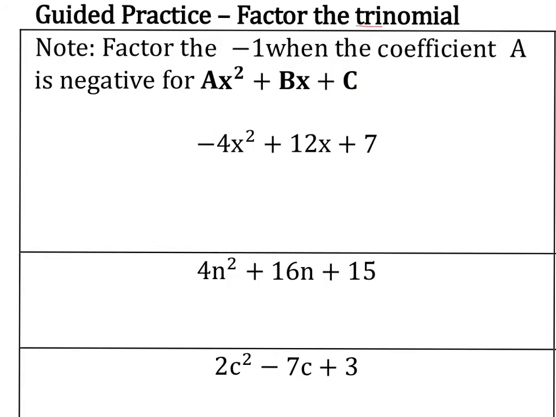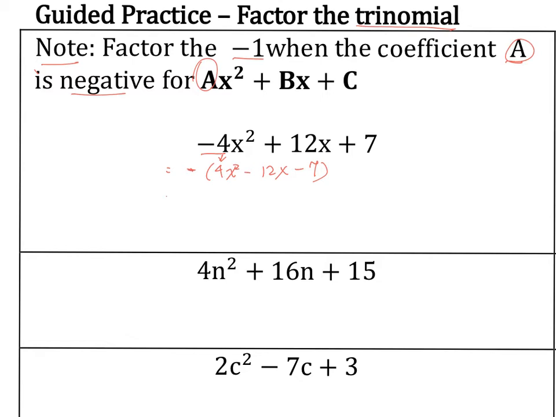Okay, factor the trinomial. Note, factor the negative 1 when the coefficient a is negative for ax squared plus bx plus c. So here I have a negative 4, so I need to factor out the negative 1. So this becomes negative 4x squared minus 12x minus 7. Okay, so our goal is to make sure our a here is always positive. So just keep the negative sign on the outside and don't worry about it.